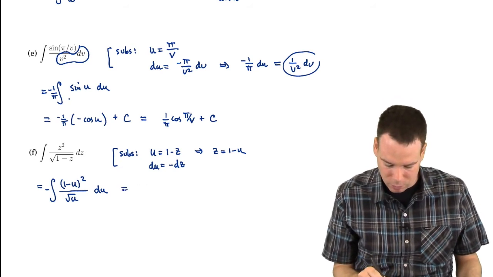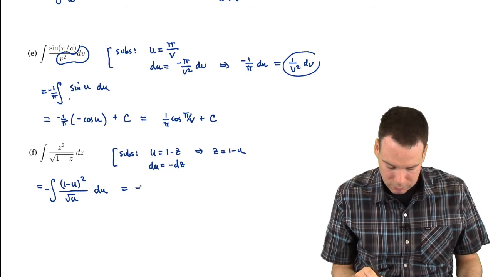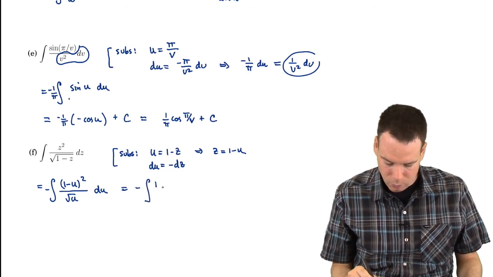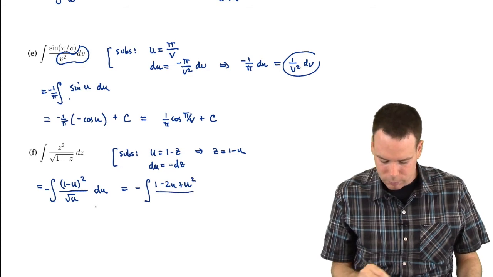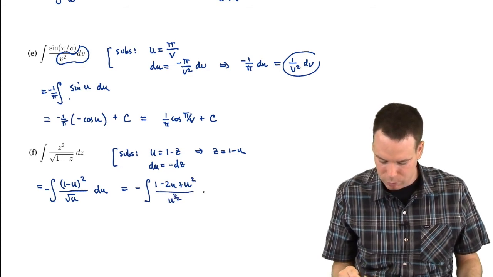It's now just a matter of going through the steps. So let's have a look at it. The integral of 1 minus 2u plus u squared over square root of u, that's the same as u to the 1/2, du.